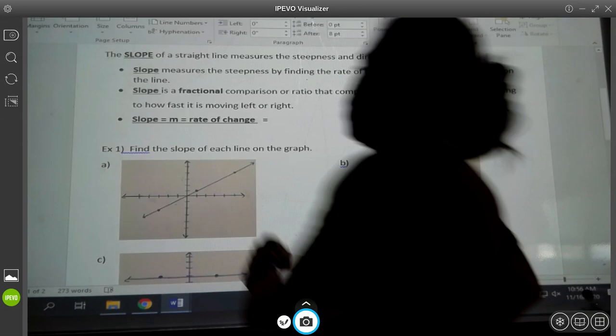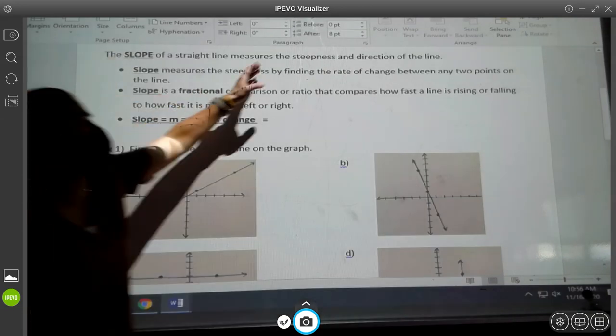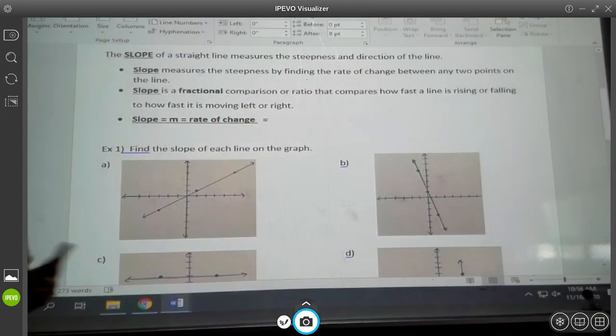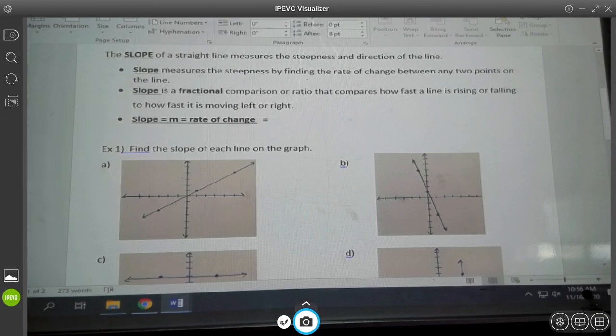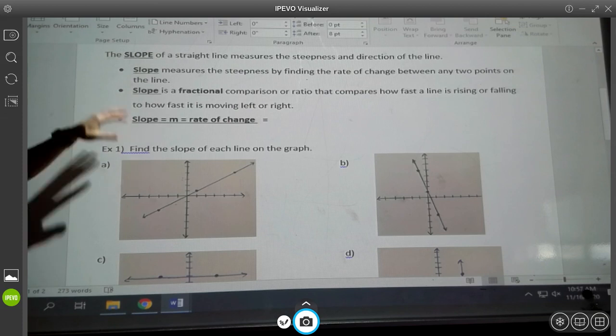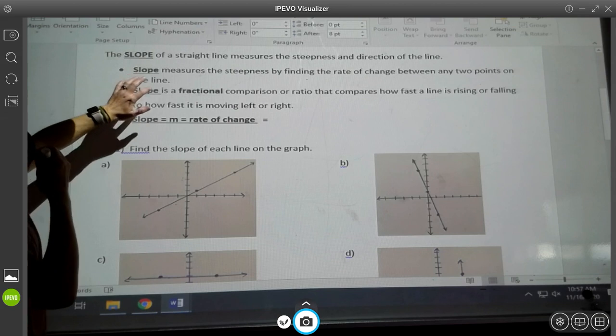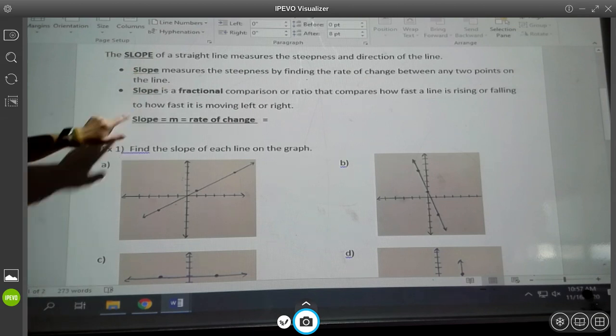Okay. So the slope of a straight line measures the steepness and the direction. They want to know, is it rising? How fast is it rising? Is it falling? How fast is it falling? That's what slope calculates. It calculates the steepness and the direction of the line. It does that by finding the rate of change between any 2 points.